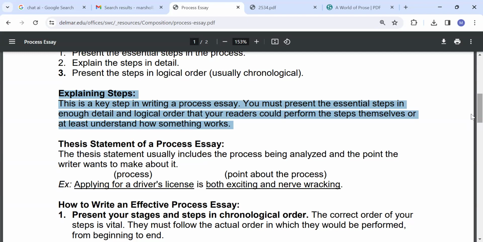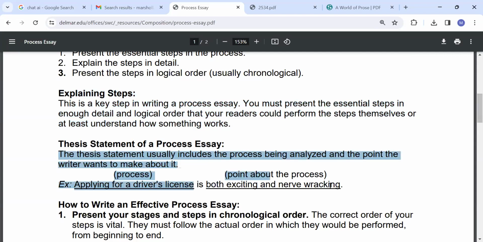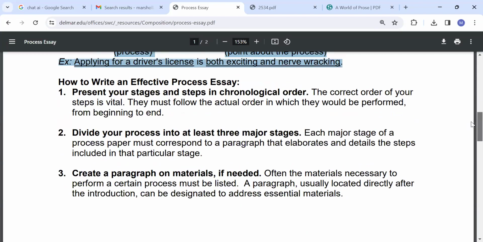And in this process, you have to come up with a thesis statement. A thesis statement is a sentence that tells the reader the points that you're going to discuss in the body of the essay. And yes, expository essays do have a thesis statement. The thesis statement for the process essay usually includes the process that is analyzed, and they break it down very simply. So, applying for a driver's license is both exciting and nerve-wracking. You will need, and then you list shortly.